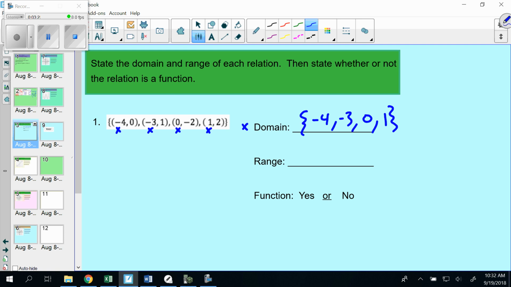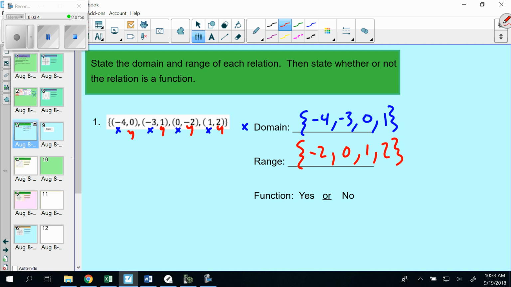Our range is the y values. When you've got ordered pairs, that's always the second number. So our range here would be those numbers, and usually they're written in order from least to greatest. So it looks like the smallest one there is -2, then 0, 1, and positive 2.